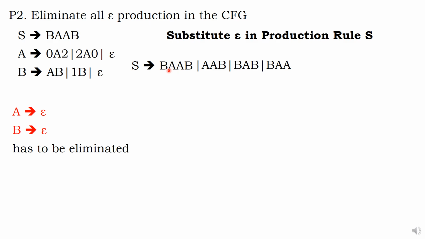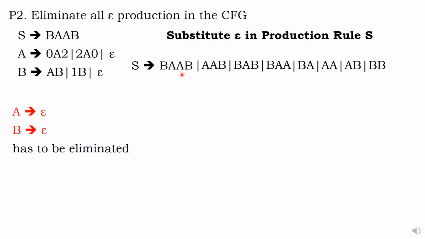Now double variable. This BA if I substitute epsilon, AB. This AA if I substitute epsilon, BB. This AB if I substitute epsilon, BA. If this BB if you substitute epsilon, AA. So total 4 terms came. Come on. Single term I did, double term I did. Now let us go for triple term.